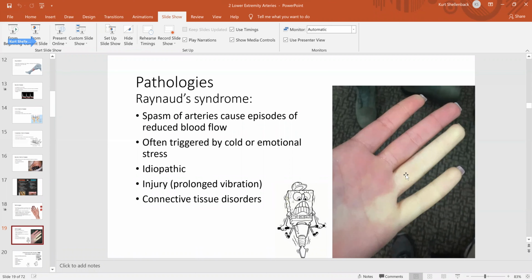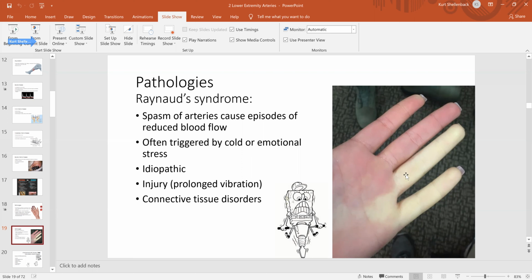Okay, pathologies, Raynaud's. I mentioned this, my daughter has Raynaud's, and her toes do look just like that. It's horrible, not very comfortable either. Raynaud's is spasm of the arteries, causes episodes of reduced blood flow, often triggered by cold or emotional stress. With my daughter, it's pretty much just cold. Idiopathic, meaning we usually don't know what's going on, but it can be from injury, like if you're SpongeBob using a jackhammer, or connective tissue disorders.